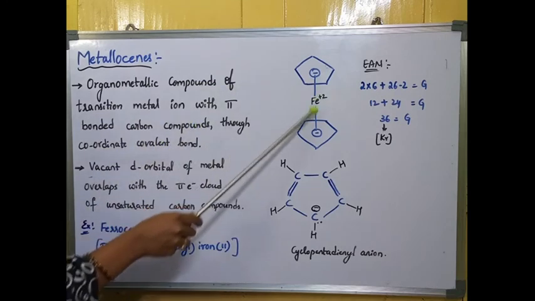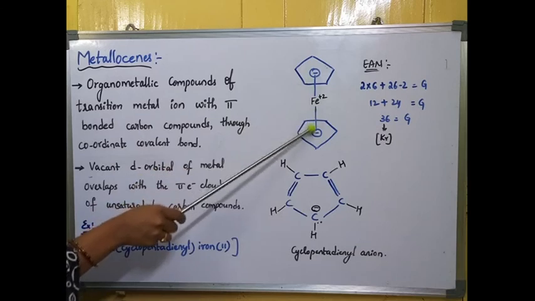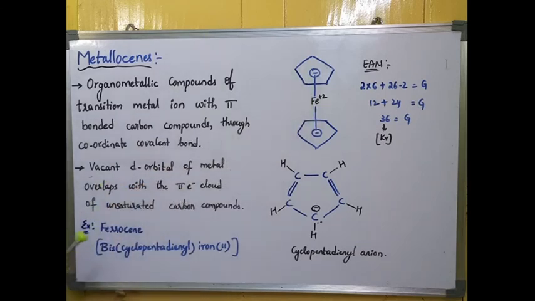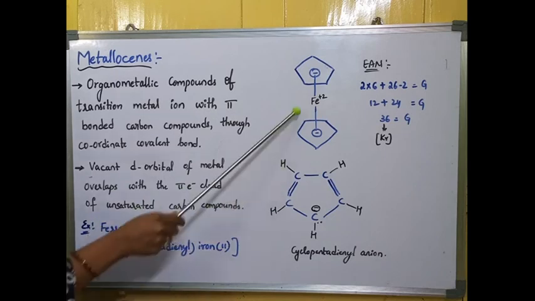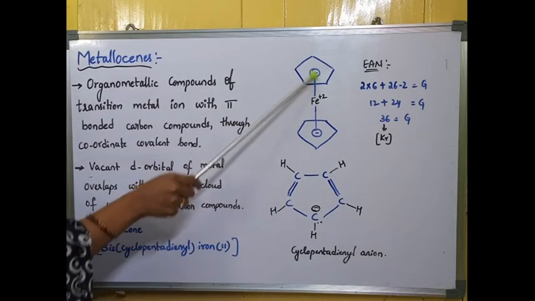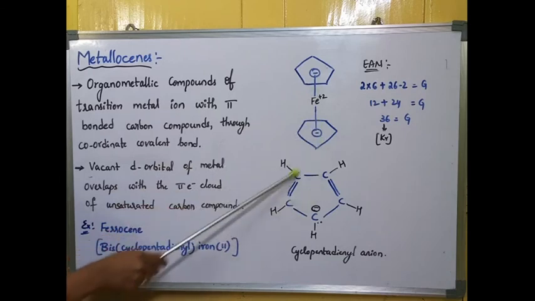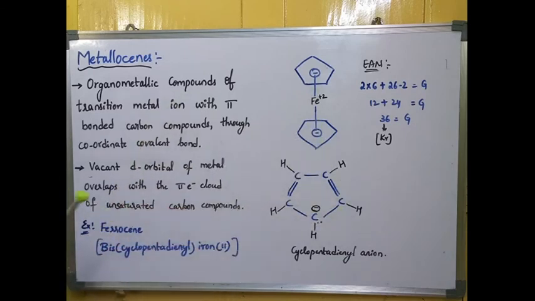Here these two rings are donating electrons to the metal atom, so it is a coordinate covalent bond. Vacant d orbitals of the metal overlap with the pi electron cloud of the unsaturated carbon compound. So here the vacant d orbital of the metal overlaps with pi electrons of this unsaturated carbon compound. Now let us see the example: ferrocene.